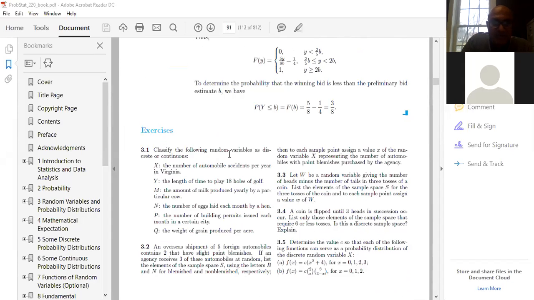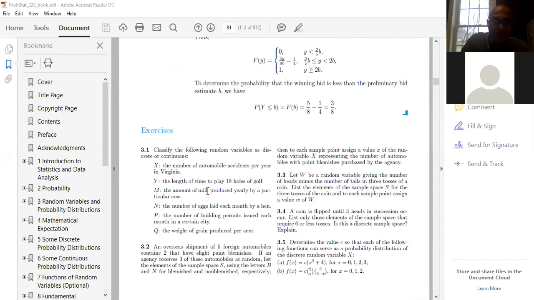It says to classify the following random variables as discrete or continuous. The number of automobile accidents per year in Virginia. It could be, suppose, 5 accidents or 500 accidents, 1000 accidents or 1200 accidents, something like that. But it is always a fixed number, so it's discrete. The length of time to play 18 holes of a game. That is again continuous.